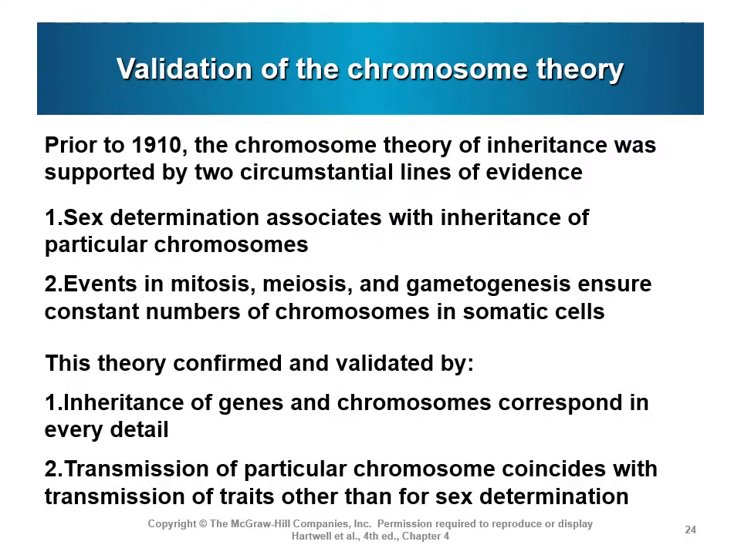Prior to 1910, the chromosome theory of inheritance was supported by two circumstantial lines of evidence. First, sex determination associates with inheritance of particular chromosomes. Second, events in mitosis, meiosis, and gametogenesis ensure constant numbers of chromosomes in somatic cells. The theory was confirmed and validated by the inheritance of genes and chromosomes corresponding in every detail, and also the transmission of a particular chromosome coinciding with transmission of traits other than sex determination.